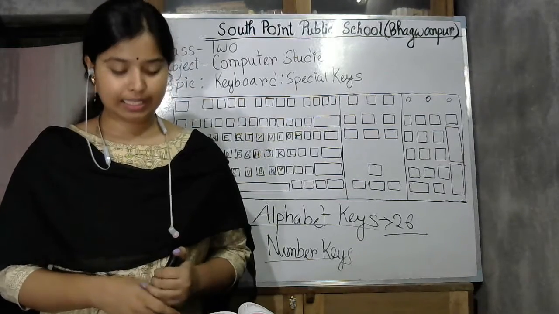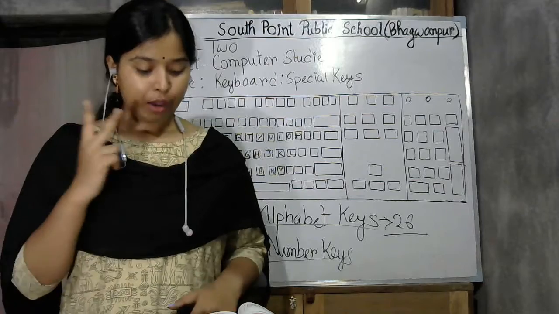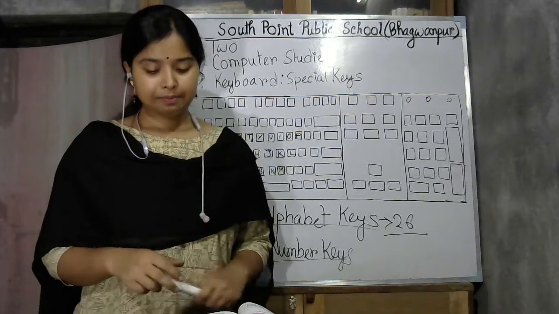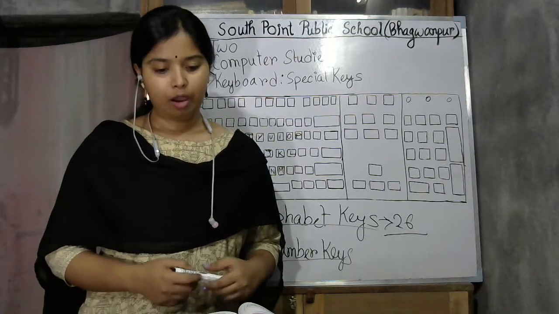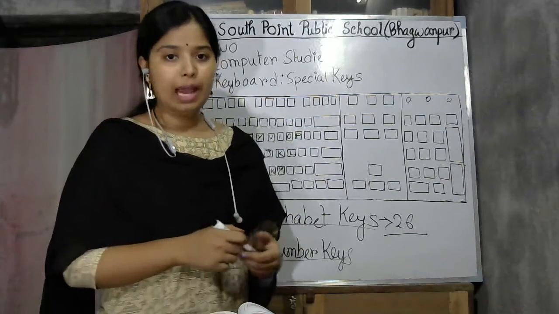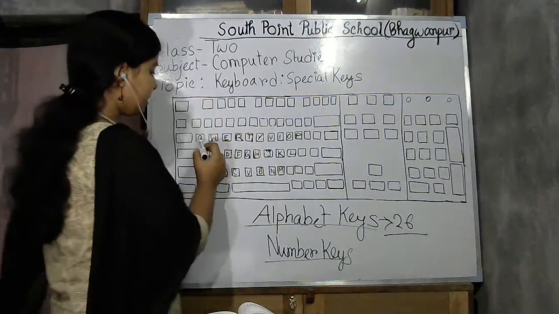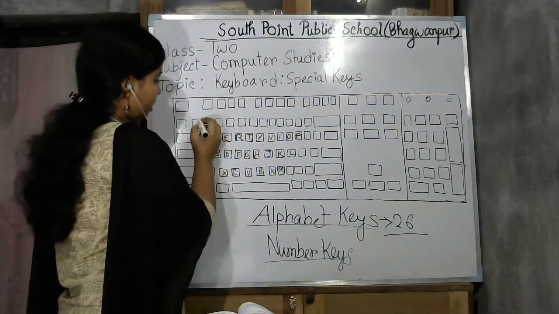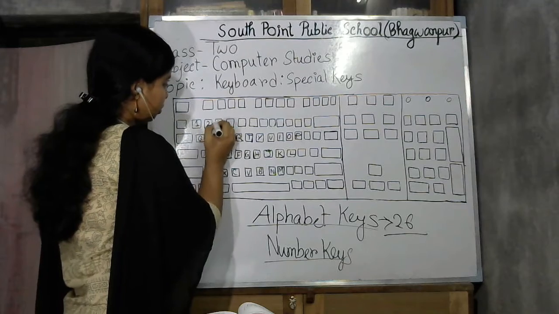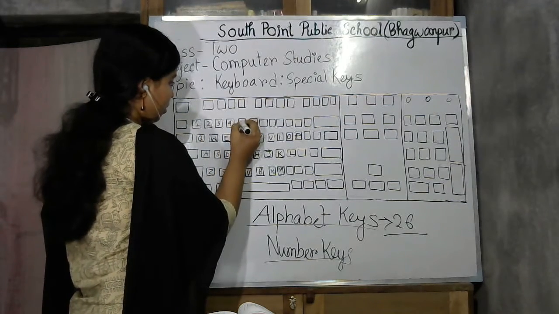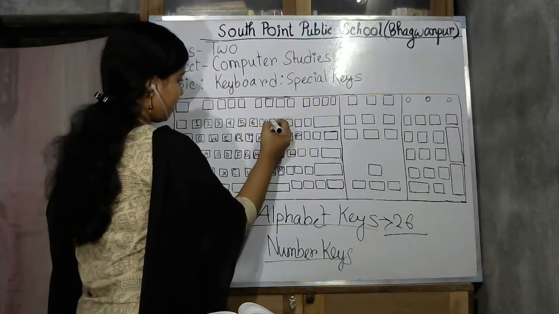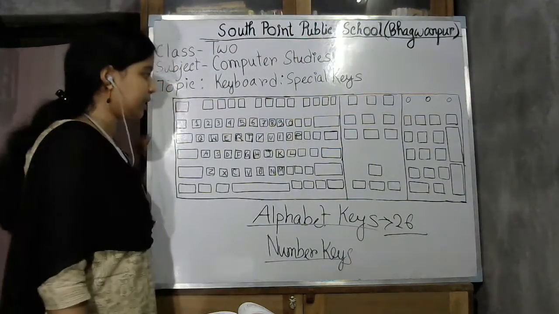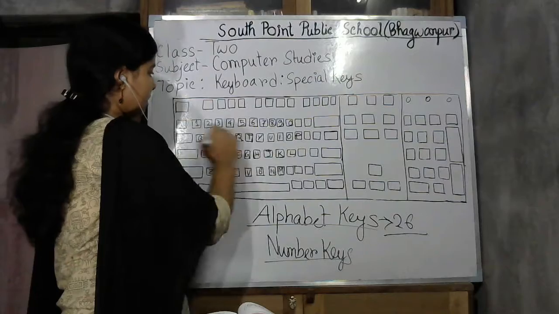We find these keys at two places on a keyboard: on top of the alphabet keys, and on the right side of the keyboard. Look, here start the alphabet keys. On the top of the alphabet keys, means here: 1, 2, 3, 4, 5, 6, 7, 8, 9 and 0. So these are the number keys here.